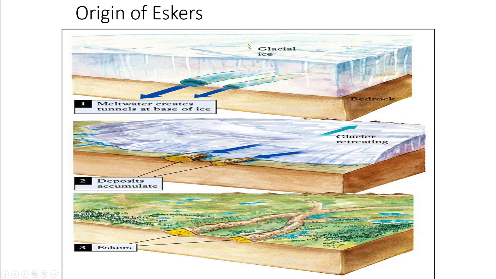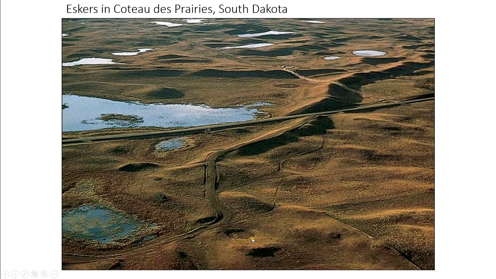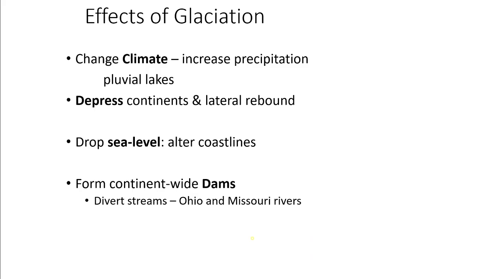So here's what an esker is. As it's melting, you get these little channels of water that fill up with stuff, these little fingering things. And there, of course, is a beautiful esker. So the effects of glaciation: they change climate, right? They depress continents, they drop sea level, and they make dams.